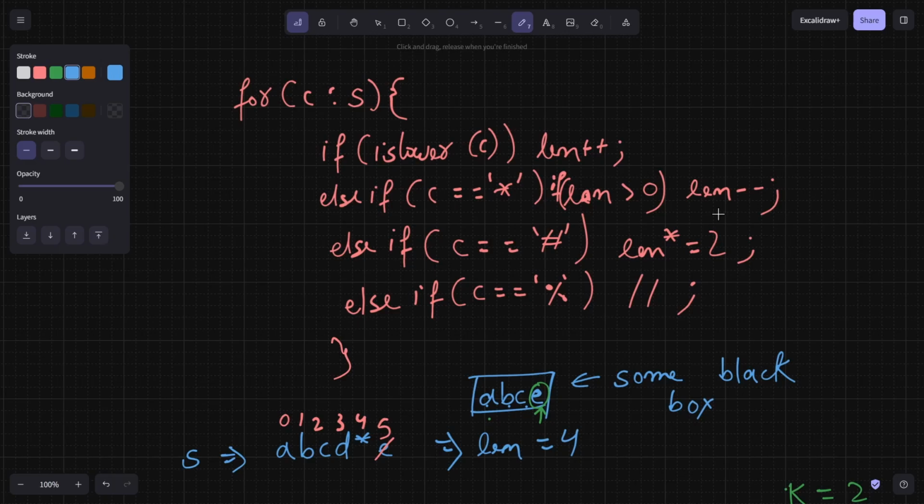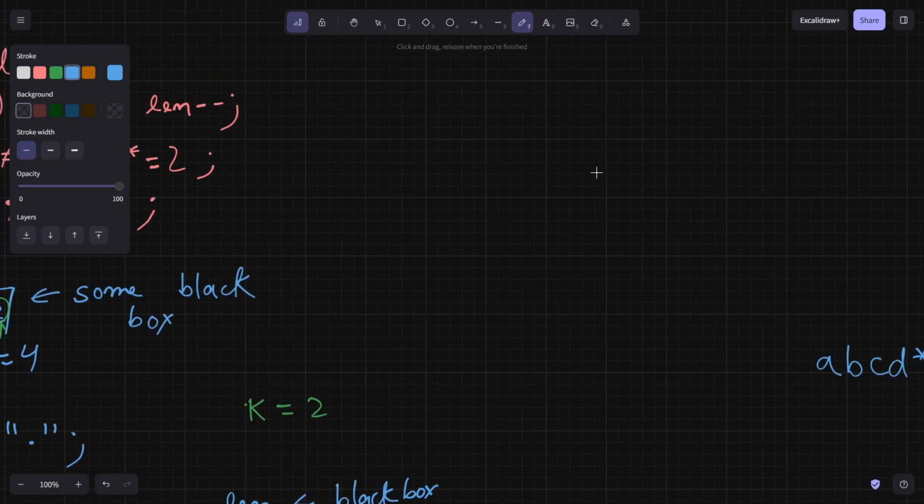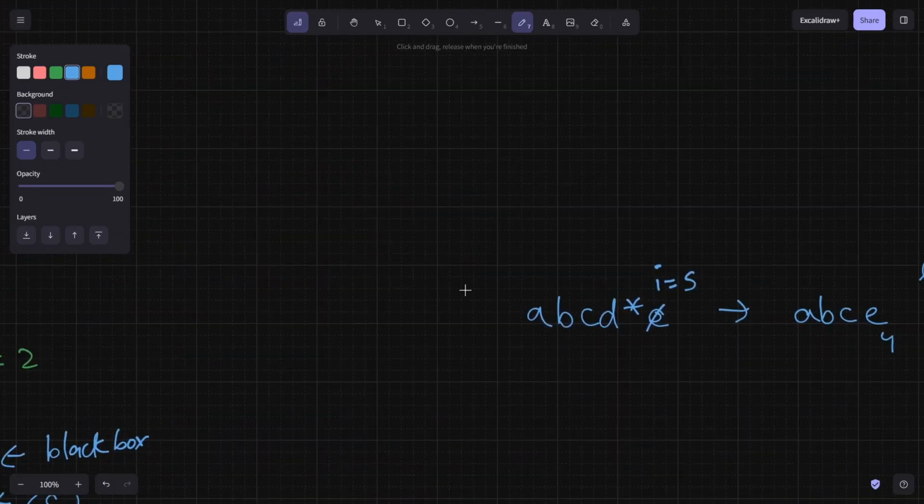whenever we got an asterisk, we did length minus minus. So from a reverse engineering point of view, what we are going to do is length plus plus, okay. While calculating, here length equal to 1, 2, 3, 4, and then at the asterisk length equal to 3, and it again becomes length equal to 4, plus 1. So if we traverse in reverse, here we have length equal to 4.